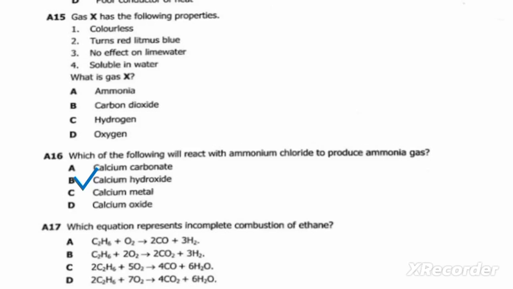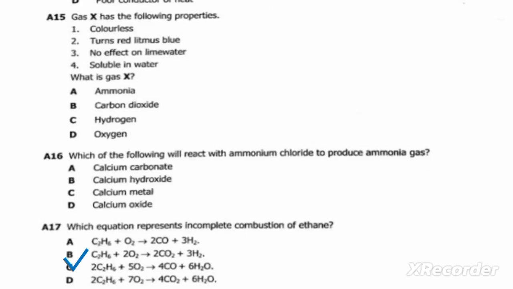We shift to the next question, which is question A17. Question A17, the question reads, which equation represents incomplete combustion of ethane? So the incomplete combustion of ethane leads to production of carbon monoxide. Therefore, the one showing a correct balanced chemical equation is C.